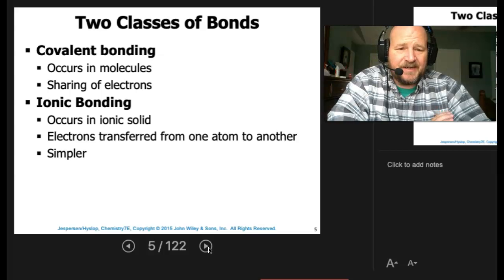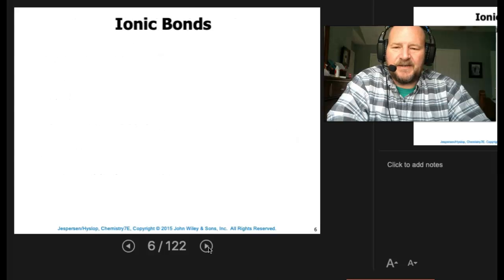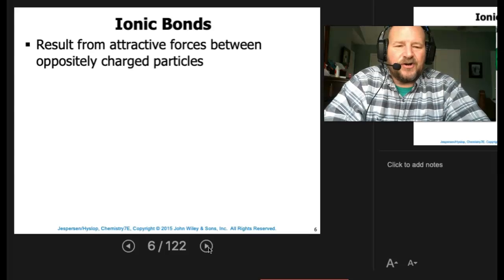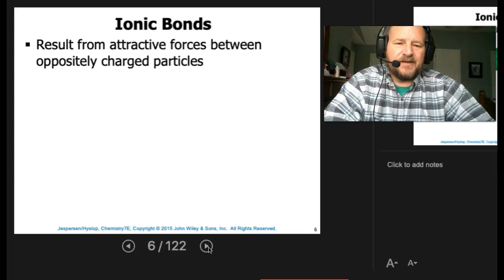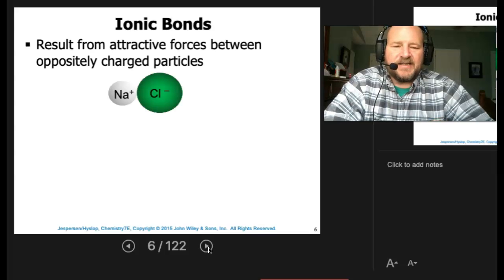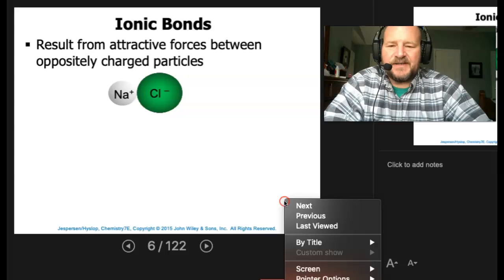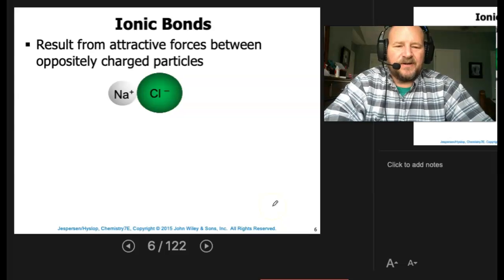A lot of times we'll say ionic bonding is a little simpler to understand because we can see where the electrons are going from and where they're going to. And so we're going to start with ionic bonding. So ionic bonds then are the result of attractive forces between oppositely charged particles. Since we're going to transfer an electron or multiple electrons, then we're going to have opposite charges. And those opposite charges then will attract to each other. So for instance, sodium chloride, we know sodium gives away its electron to the chlorine. And so we get an Na+, we get a Cl-. And of course, now we have opposite charges, and so they are attracted to one another.